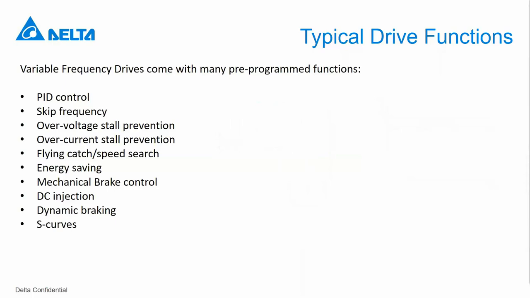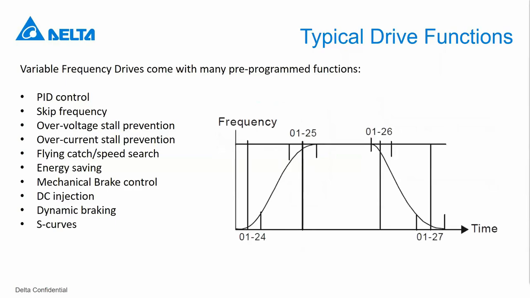You can also program S-curves. These are especially useful in elevator applications, but not only, in order to make sure that you don't have a very rough transition from accelerating to constant speed and vice versa.